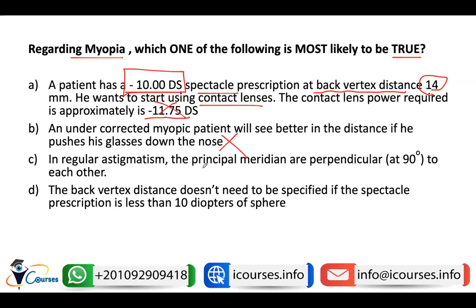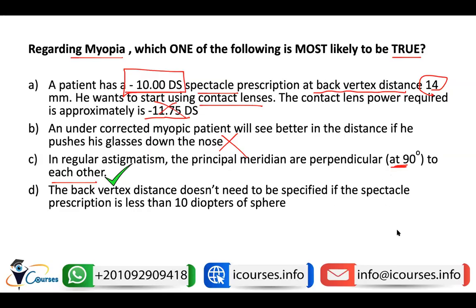In regular astigmatism, the principal meridians are perpendicular or 90 degrees to each other. This is correct. So this is the principle of regular astigmatism. That's why it's called regular, because the principal meridians are perpendicular to each other, or 90 degrees to each other.